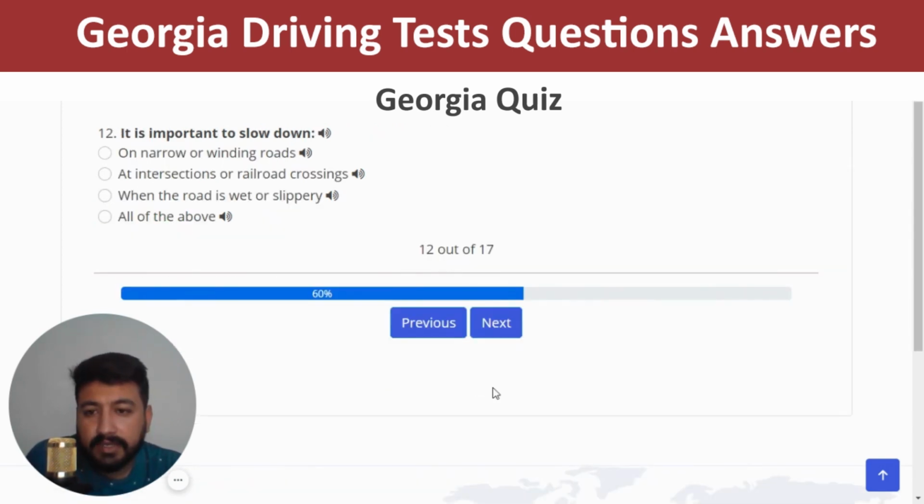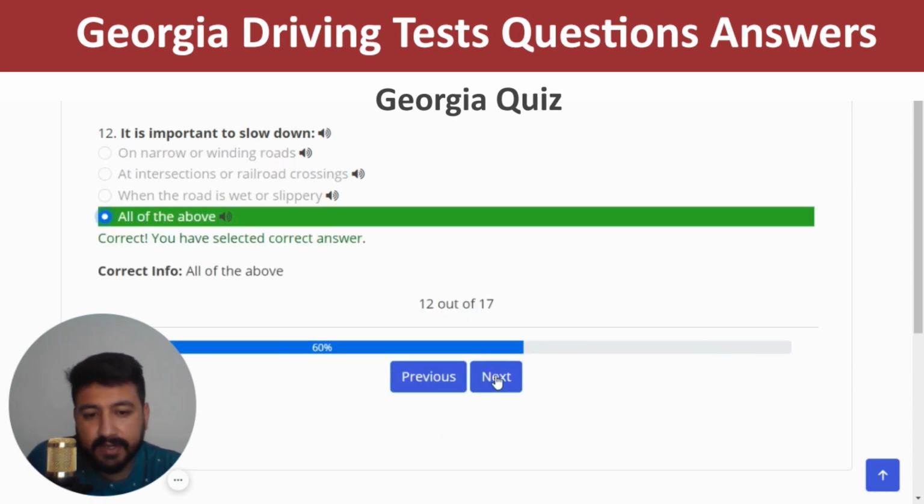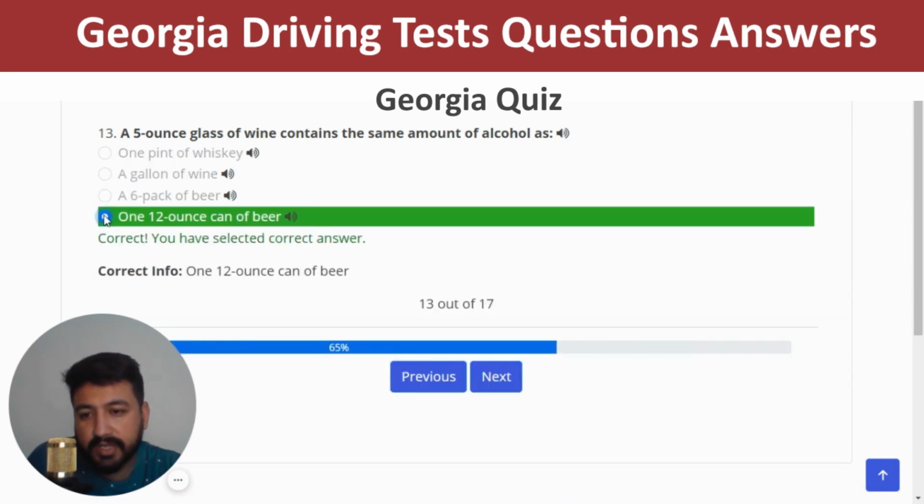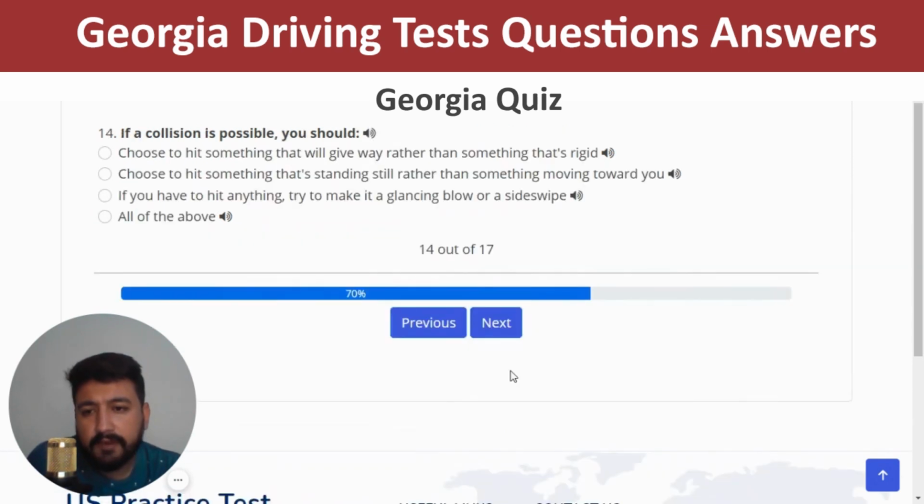Correct. And next. It is important to slow down. The right answer is all of the above. So you can read the first three answers and then you will realize that the final answer is the right one. Correct. And next. A 5-ounce glass of wine contains the same amount of alcohol as... So the right answer is one 12-ounce can of beer. So the last option again. Correct. And next. If a collision is possible, you should... The right answer is all of the above, which is the fourth one. So I'm going to click on the fourth option.